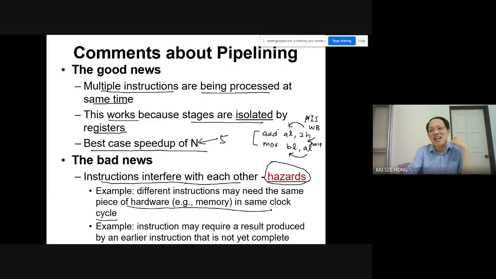So let's say, for example, what is the meaning of this? For example, I have move AL, AH here. Then I want to move AL, 5H. So both of them are using AL. So what can I do? I have to wait for this one to finish first, right? Because it uses the same register, right? I cannot do two things together. That is the first example. The second example is this one.